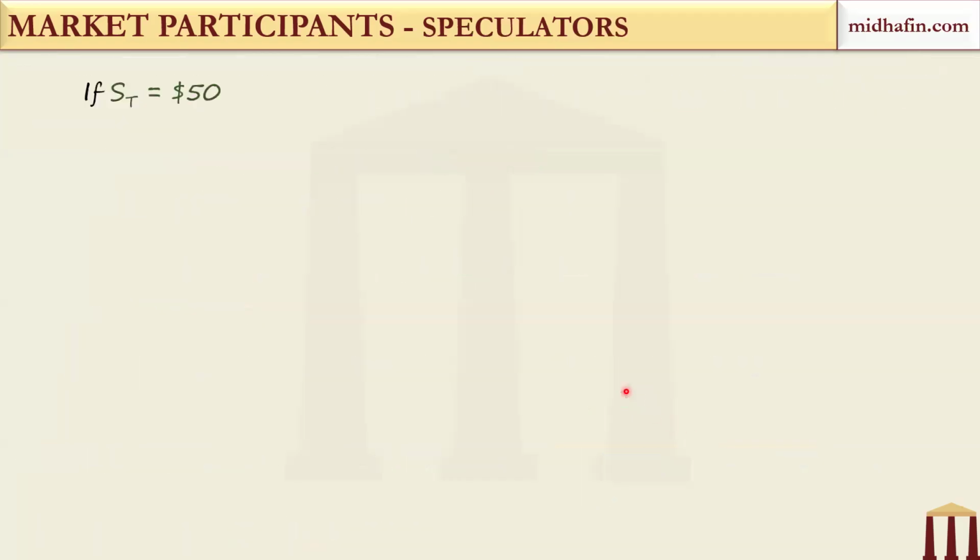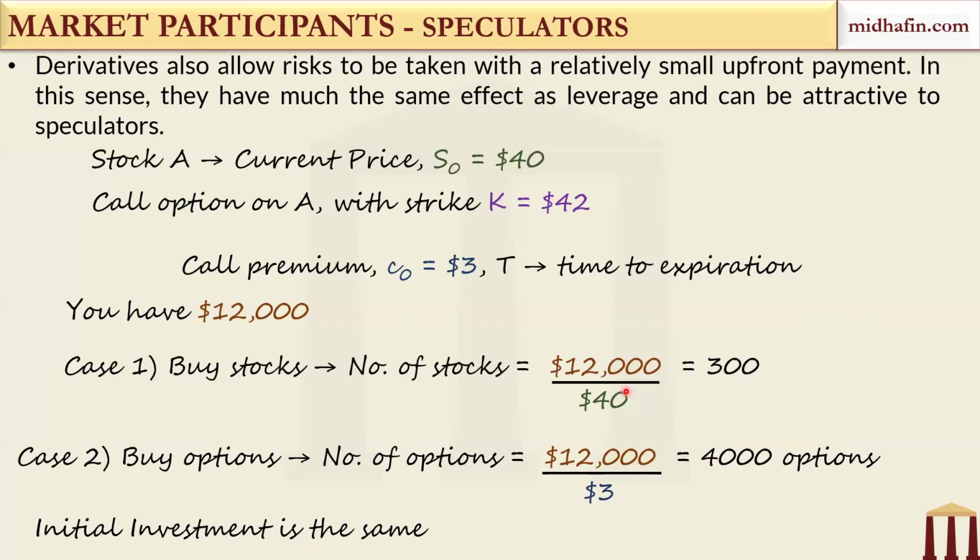Now let's see. So why we have divided by three, sir? I didn't get that point actually. Because the option price is given as 3. The call option premium, or the option price for you, is $3. That's why. So if one option is costing you $3, how many options can you buy for $12,000? 4,000 options. Clear now? Okay.